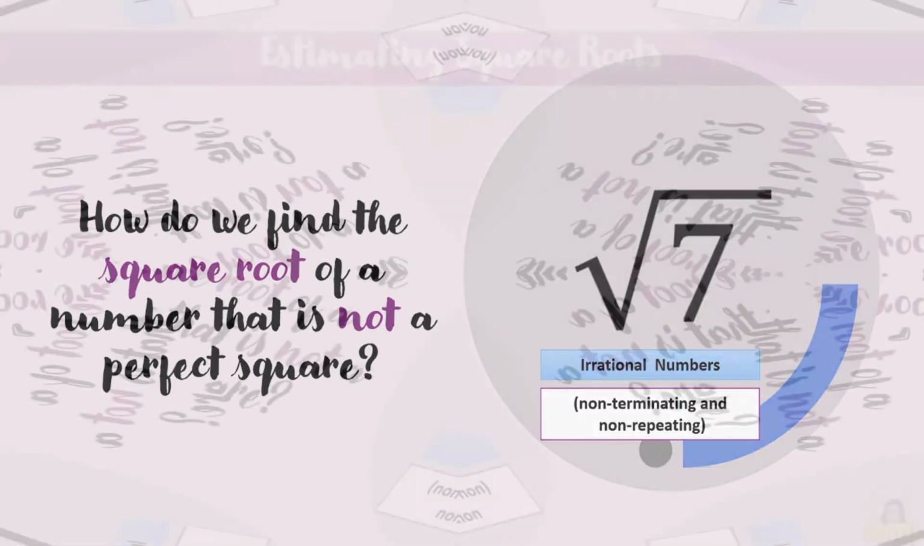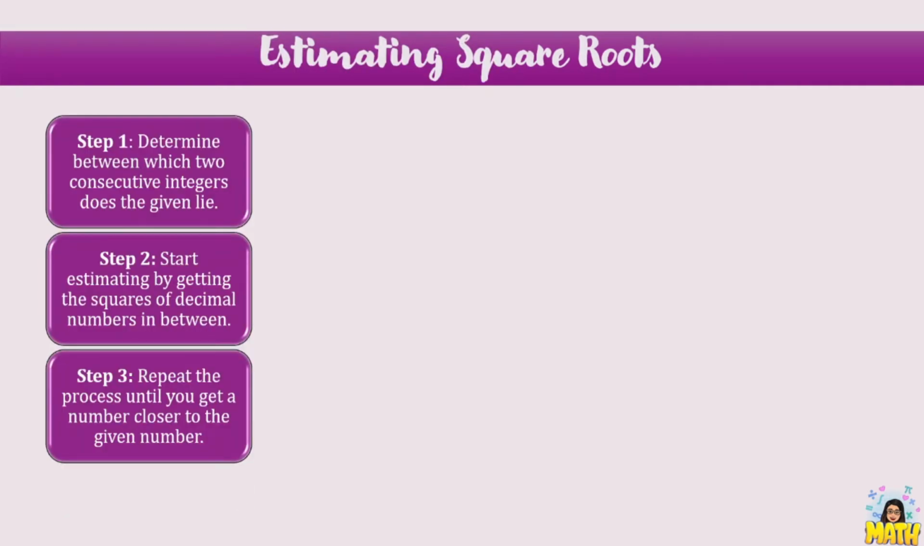But for now, what we're going to do is to simply estimate the square roots, and we will be following these steps. Let's get the approximate value of square root of 7. The first thing na gagawin natin is to determine between which two consecutive integers does the given lie. Malalaman nyo kung ano yung dalawang consecutive integers kung familiar kayo sa mga perfect squared numbers. Ano yung perfect squared numbers na malapit sa square root of 7?